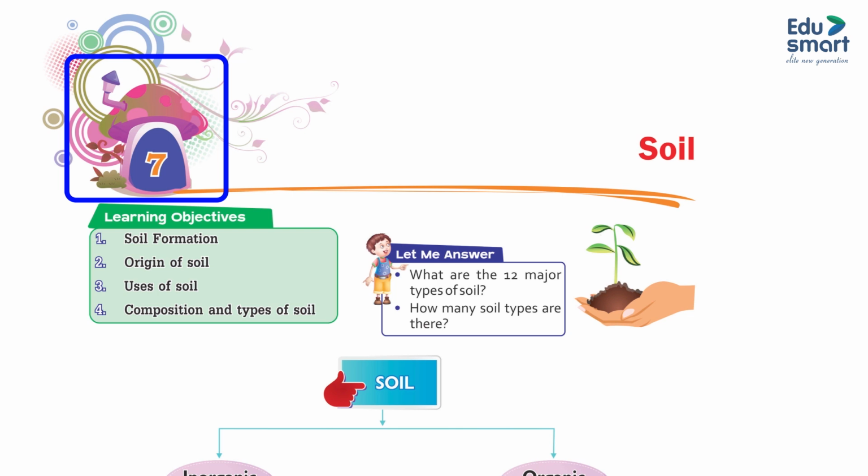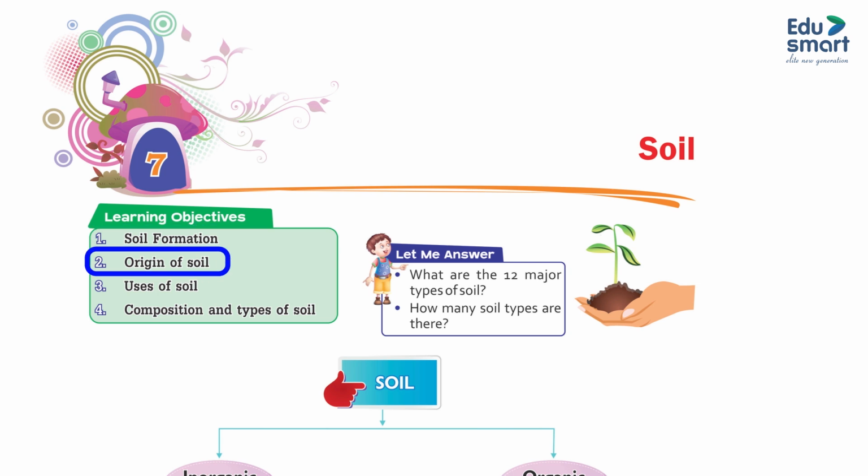Chapter 7: Soil. Learning objectives: 1. Soil formation. 2. Origin of soil. 3. Uses of soil. 4. Composition and types of soil. Let me answer: What are the 12 major types of soil? How many soil types are there?